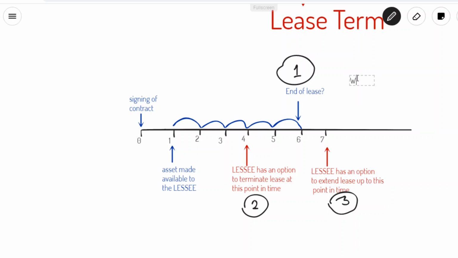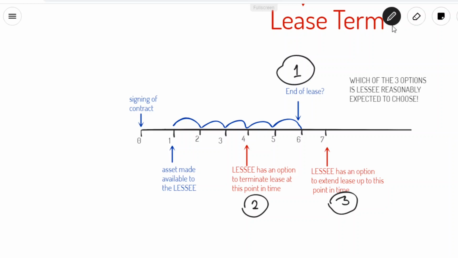The standard says that the lease term is a non-cancelable period for which a lessee has the right to use an underlying asset, together with periods covered by an option to extend the lease if the lessee is reasonably certain to exercise that option. Which means, just as we discussed, if the lessee is expected to extend the lease, that extended period is actually the lease term. And also periods covered by an option to terminate the lease if the lessee is reasonably certain not to exercise the option.